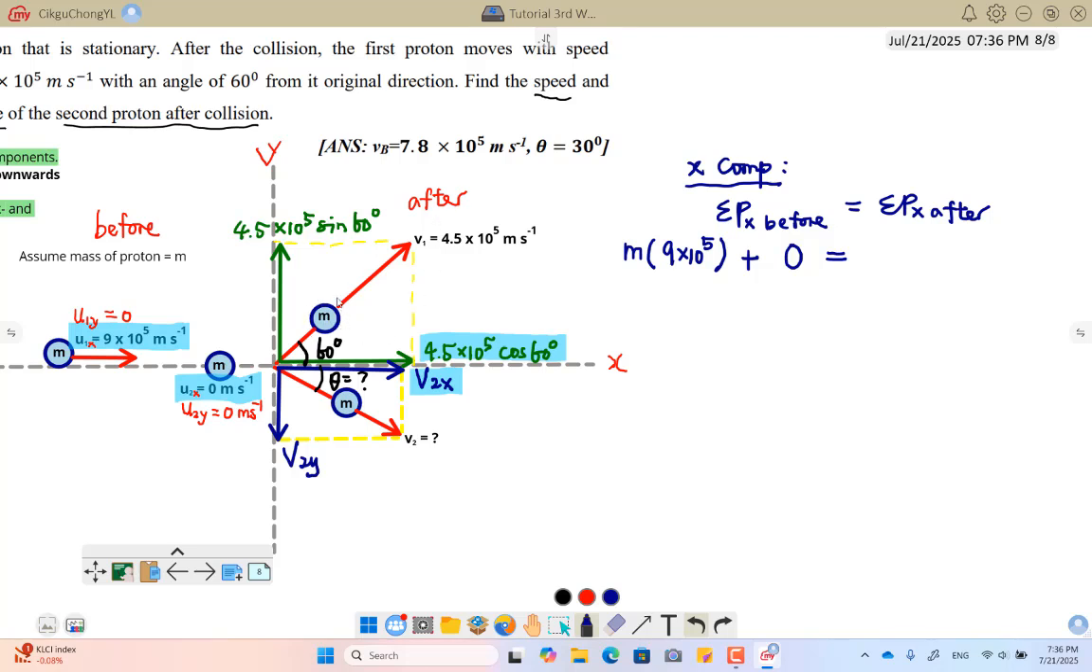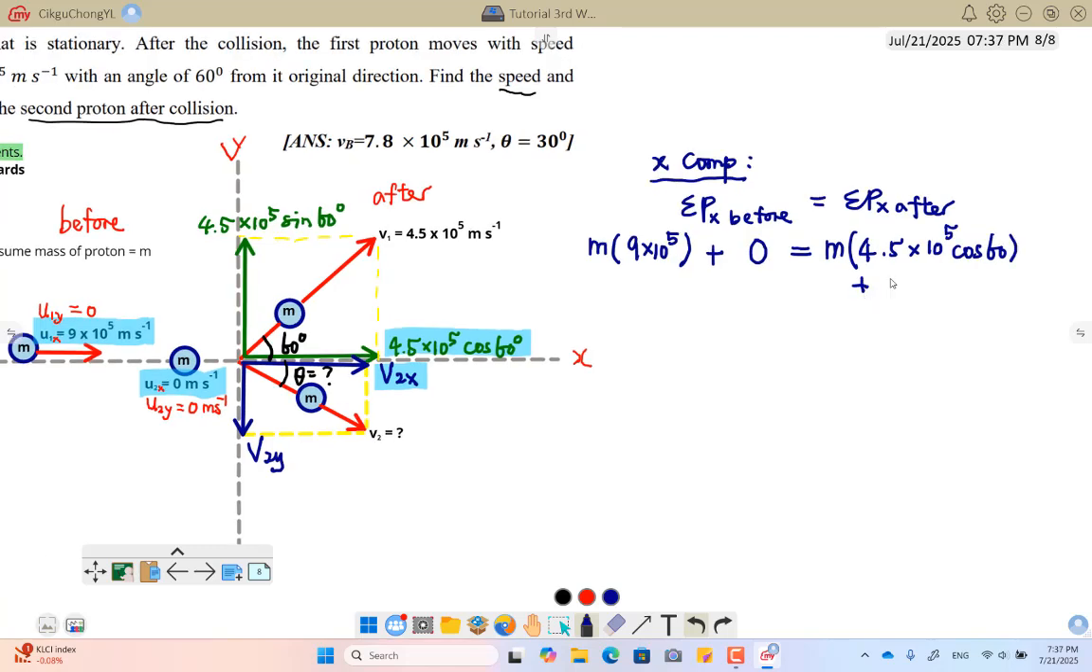So after collision, the first proton is moving along the x direction with velocity 4.5 to the power of 5 cos 60. So I'm going to have m multiplied by 4.5 to the power of 5 cos 60, plus the mass of the second proton, which is moving with a velocity v2x along the x component after collision, so v2x. Okay, I can cancel the common m on both sides of the equation. Then I solve this equation. You may pause the video to solve it.